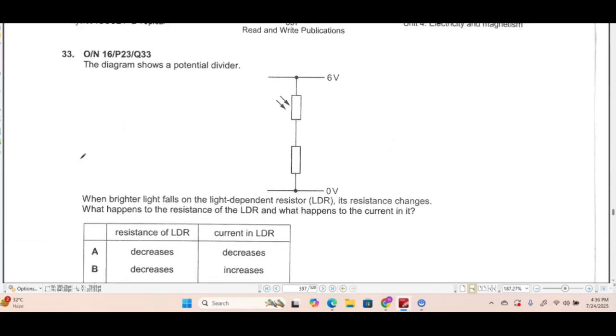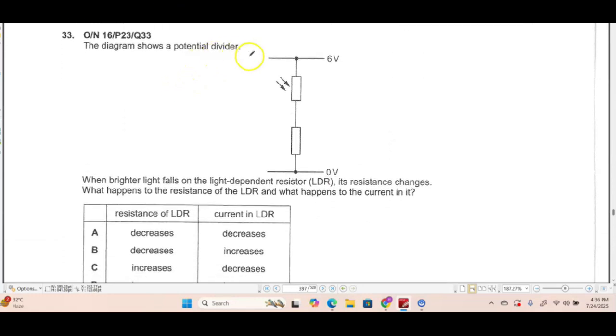Hope you understood. Question number 33. The diagram shows a potential divider. When brighter light falls on the light dependent resistor, its resistance changes. What happens to the resistance of the LDR and what happens to the current? Okay, what happens to the resistance when brighter light falls? Okay, the light is brighter, so resistance is lower. Okay. So what is going to happen? The resistance of the LDR is going to decrease.